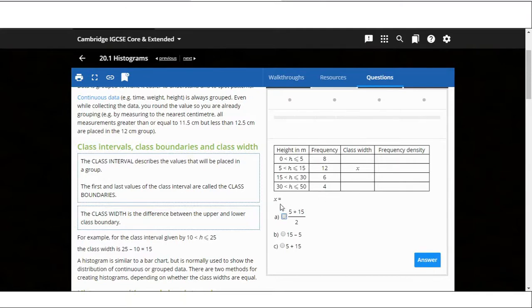The question is to find the value of x. It means the class width. X here is the class width of the second class, right? So this is from 5 to 15, but 5 is not included. So here the option A like this, B like this, and C like this. So it's clear that it's B. So 15 minus 5 as the class width, because if you count from 6 to 15, it will be 10.